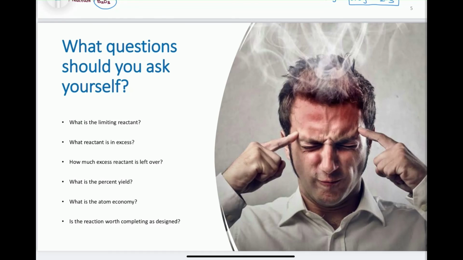If you're given your experimental or actual yield, what's your percent yield? As long as you know what your desired product or target product is, you can calculate your atom economy. And lastly, with all of these answers in mind, is the reaction worth completing as designed?